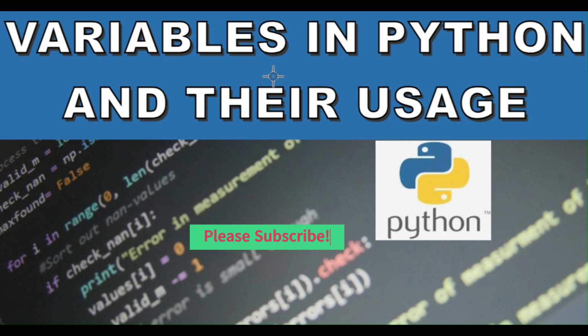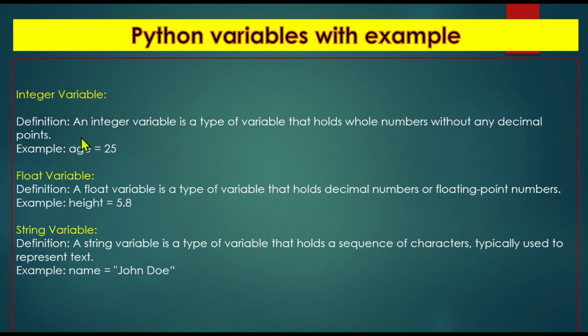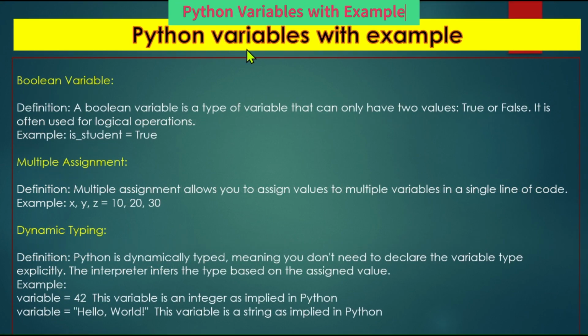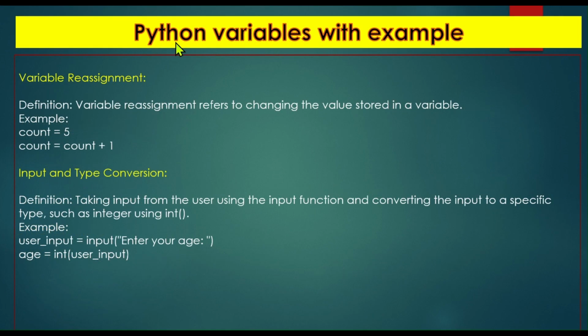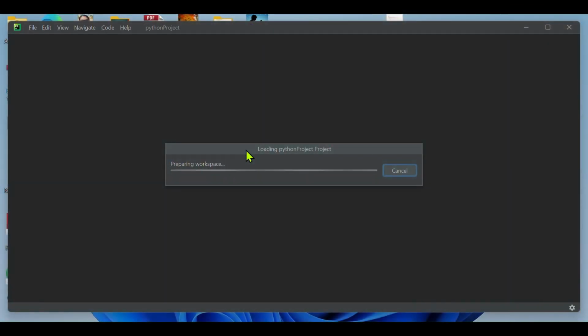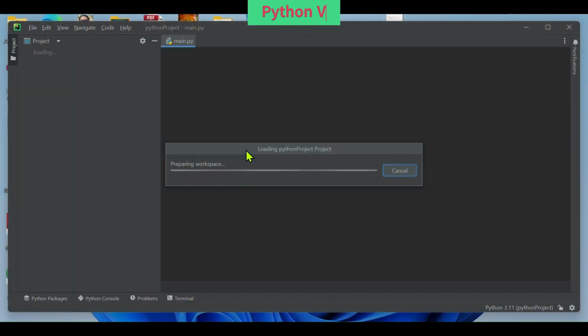So, let's start. In Python, variables are used to store and manage data. They act as containers that hold values, and these values can be of various types, such as integers, floats, strings, etc. Remember that Python is dynamically typed, so you don't need to explicitly declare the variable type. Python infers it based on the assigned value. Here are some examples of using variables in Python.